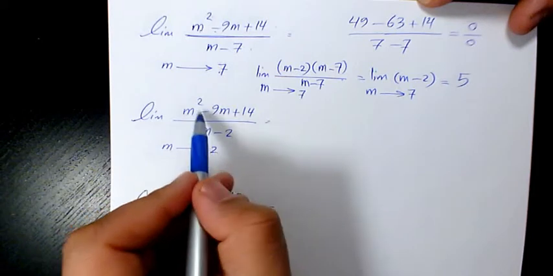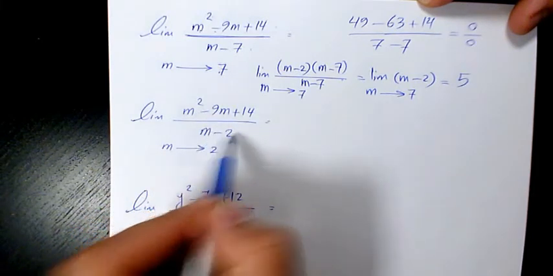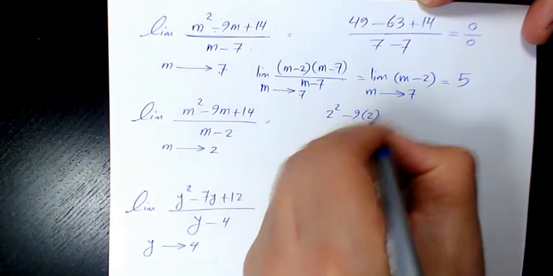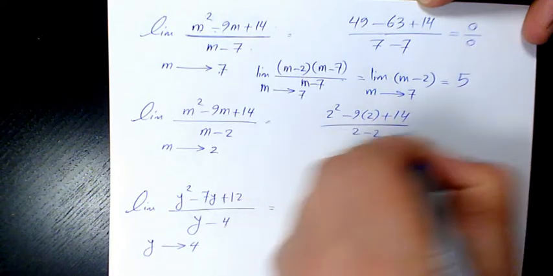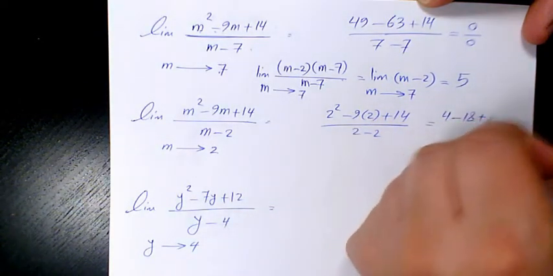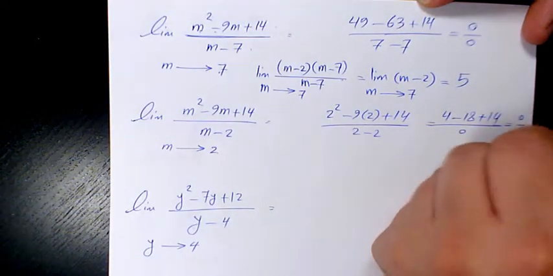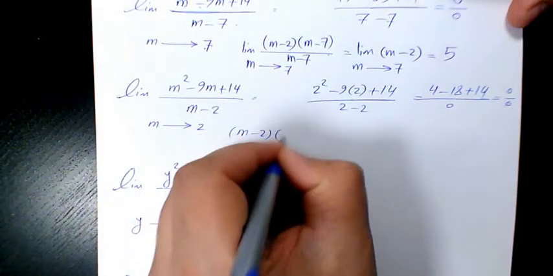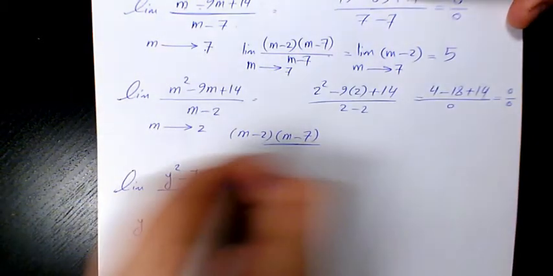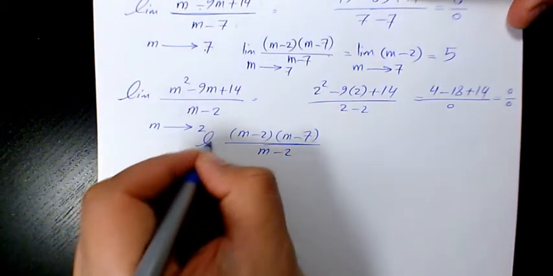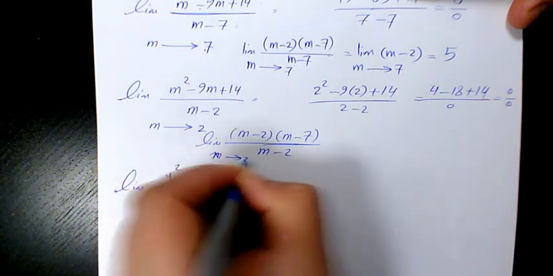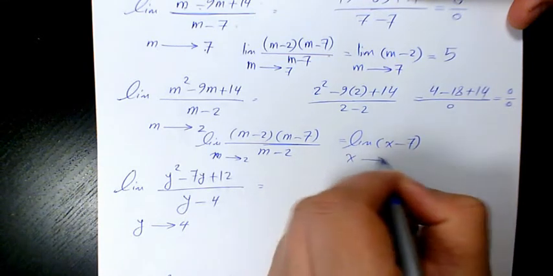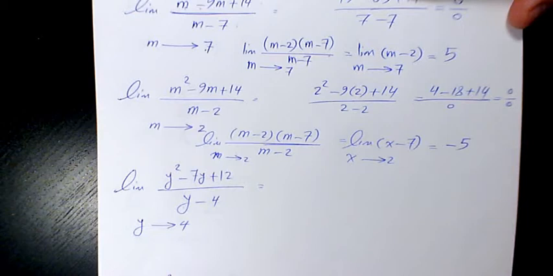Next one is m squared minus 9m plus 14 over m minus 2 when m approaches 2. It's going to be 2 squared minus 9 times 2 plus 14 over 2 minus 2. 4 minus 18 plus 14 over 0 is going to be 0 over 0. So we need to use the factoring technique. That's going to make it m minus 2 times m minus 7, like the previous example, in the numerator, over m minus 2 when m approaches 2. These two cancel out, and it's going to be the limit of m minus 7 when m approaches 2, which is 2 minus 7, which is negative 5.